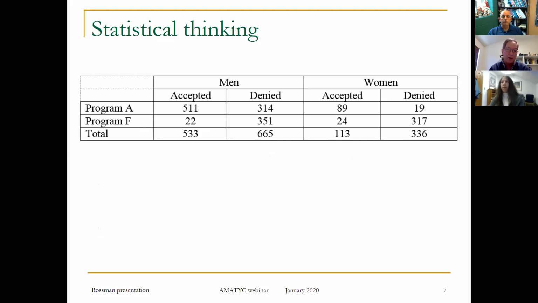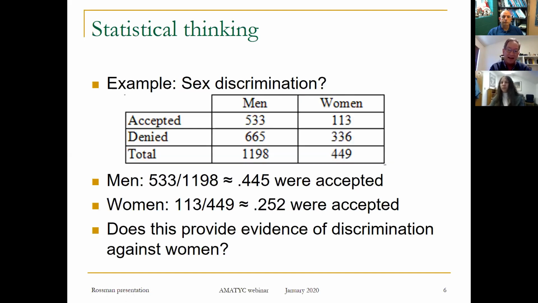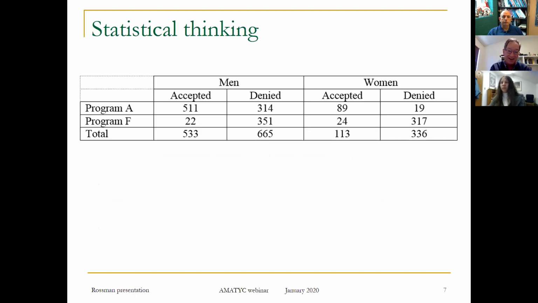I'll call these programs A and F. And if you remember the counts from the previous slide, they're the same here. 533 men accepted, 665 men denied, and so on. So I'm not cheating or anything. It's the same data. It's broken down by one more level of classification. What do we do next?